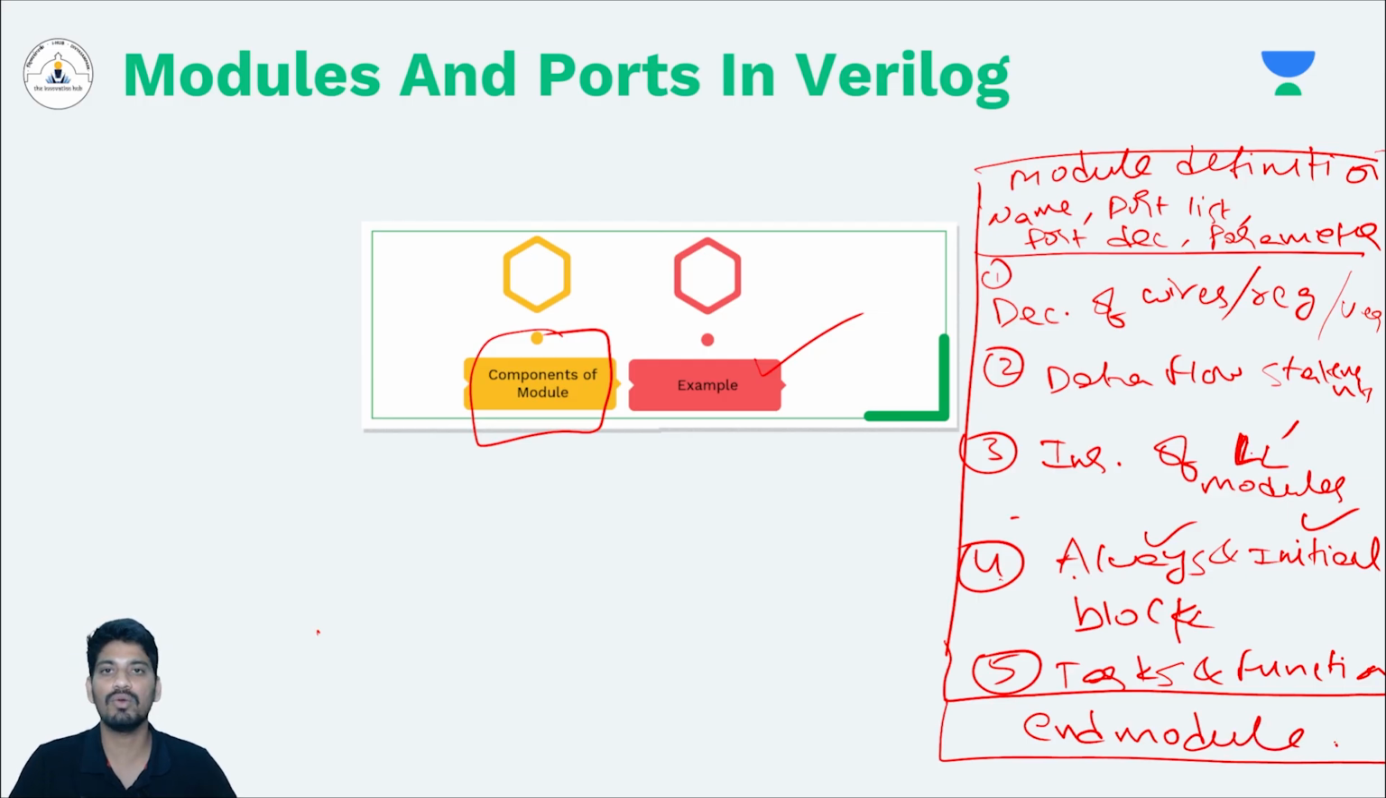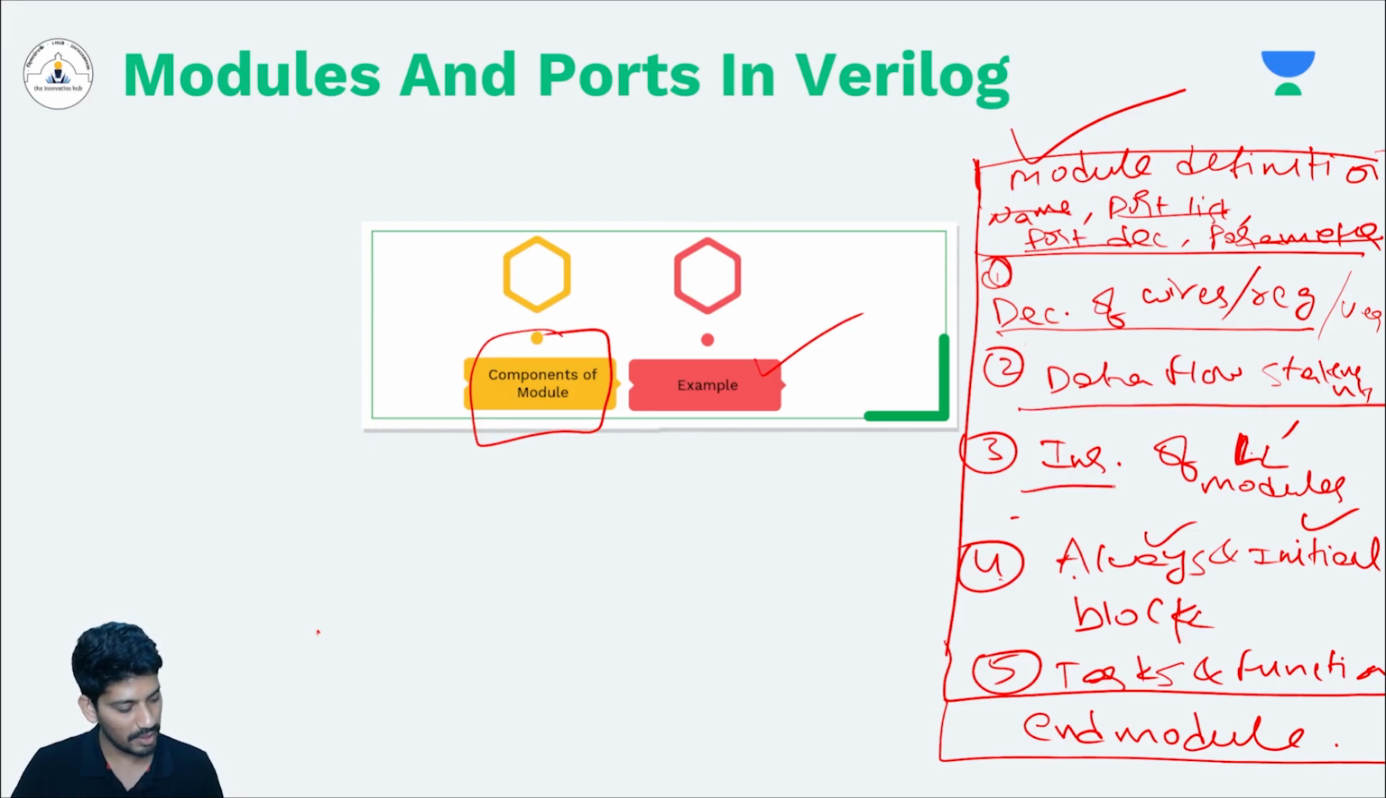So a typical Verilog code will look like this. First, you start with the module definition, which consists of the module name, port list, port declaration, and parameters. After this, you will declare the wires, registers, or any variables that are required in this code, and then the data flow statements. Then you can instantiate some low level modules. Then you can use always and initial blocks, and then if you want, you can use some system level tasks and functions. Finally, you will end your code with endmodule. So this is one module.